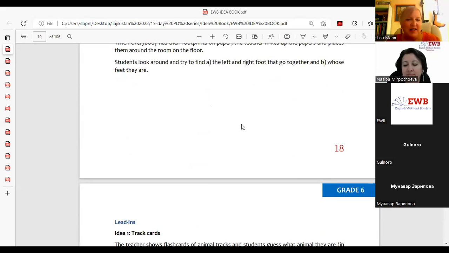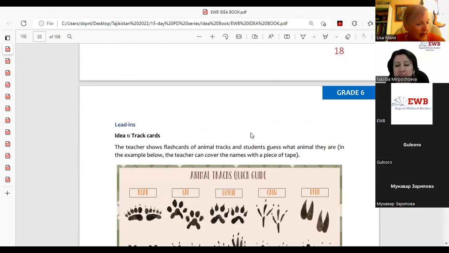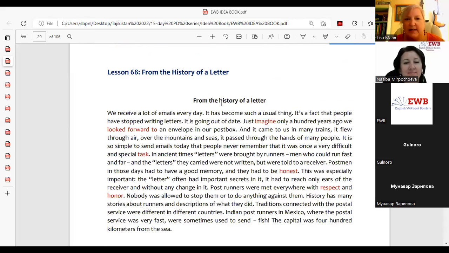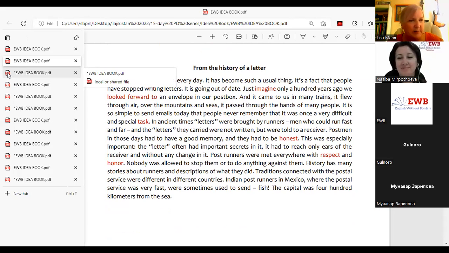There are lots of different ideas here that can be used and adapted for you to use. So let's take a look at a few of the different activities that I think are really, really cool. So this is grade 6. And this is the text that the students have in their textbook. It's called From the History of a Letter. And it's about, well, letters and the postal service and sending and writing letters.